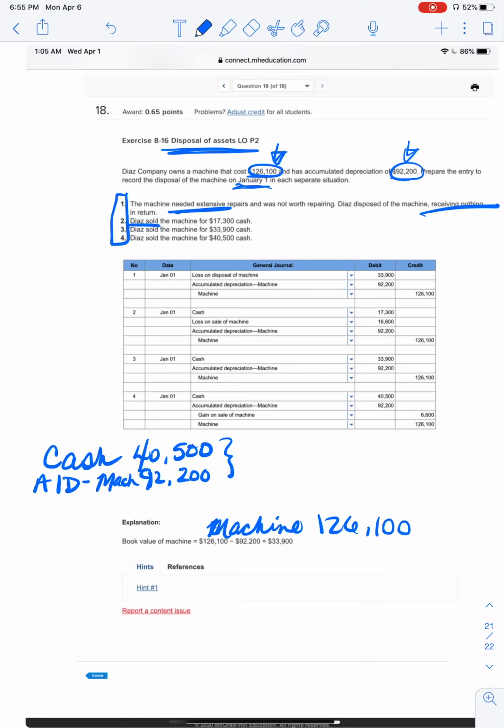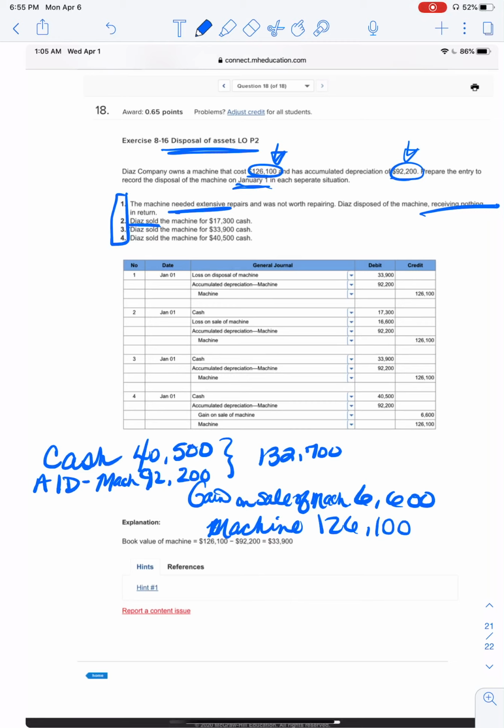And of course, 40,500 plus 92,200 will be the larger one, and that is actually equal to 132,700. That difference then tells me that I can go straight away and book me a gain of 6,600, and in this case I will go to gain on sale of machine for 6,600.